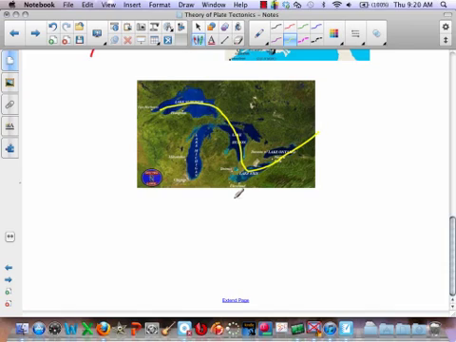Where you have a divergent boundary through the Great Lakes, all the way out to the St. Lawrence Seaway. So the St. Lawrence Seaway is actually there for a reason. It's an old divergent boundary on the North American plate. And that's actually how our Great Lakes are formed.